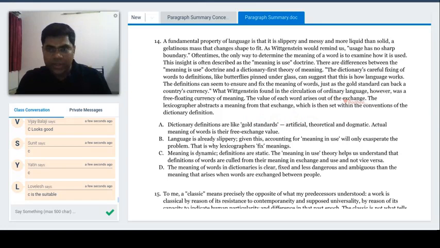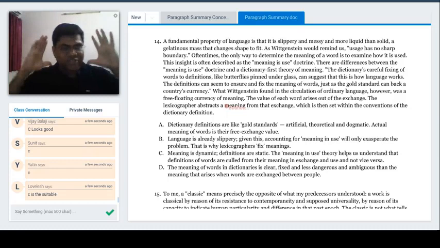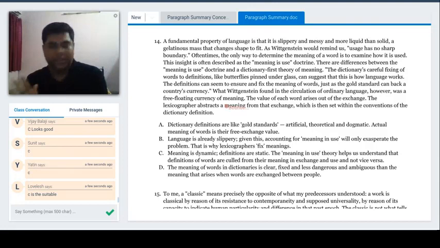So when you read this passage, let's imagine for a while that this question is not in summary, it came in parsing. How would you summarize this particular paragraph? I realize immediately that in this paragraph, the author seems to be talking about language and the fundamental property of language. He says that words get their meaning from usage, not from the dictionary. And towards the end, he says that the value of each word arises out of the exchange.